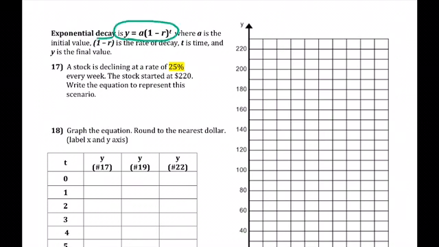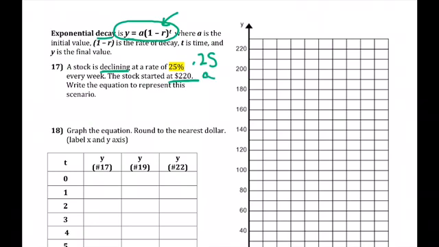Okay, for this last page, we're going to be talking about exponential decay, and just a reminder of what that is. So instead of doing 1 plus a rate, we're doing 1 minus a rate, and the A is still the initial value. So number 17, a stock is declining, so that's our clue that this is decay at a rate of 25%. So our rate is going to be 0.25 every week. The stock is starting at 220, so that's our initial value.